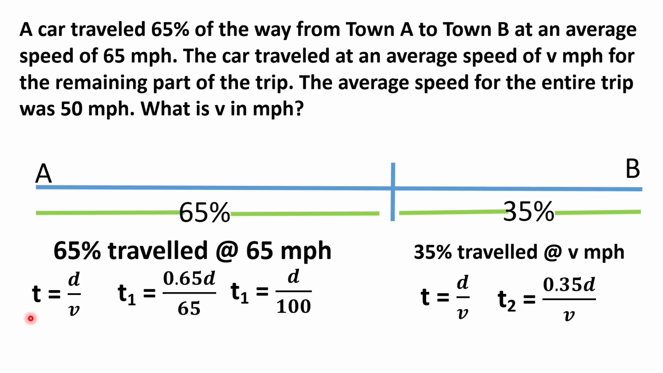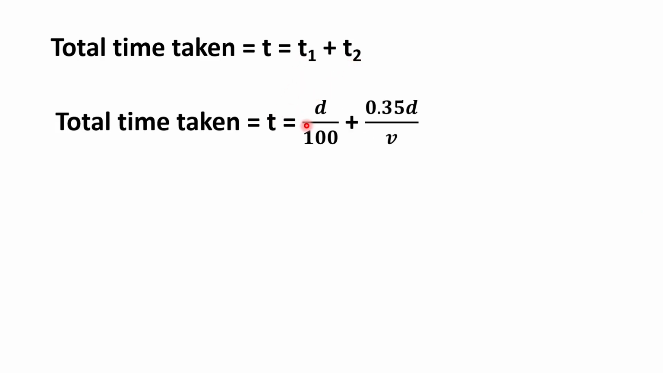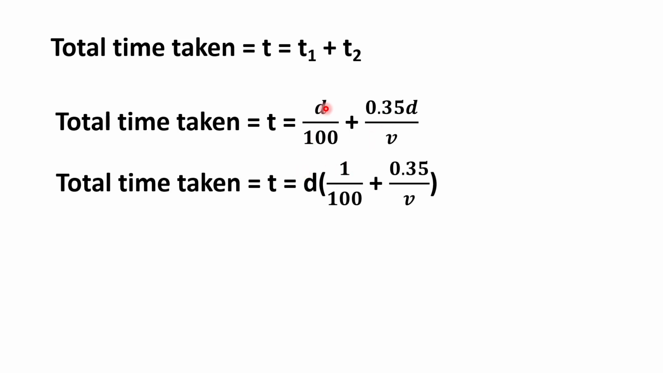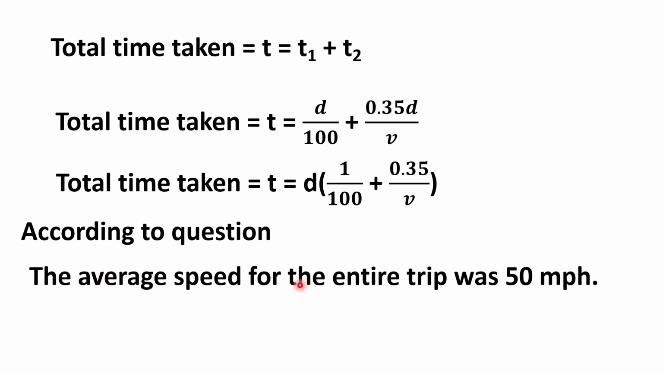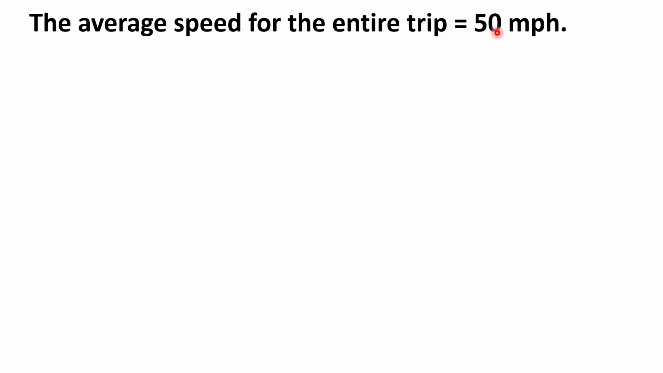Now we will calculate the total time. We will add these two values. So the total time taken, t, is equal to t1 plus t2. Let's put in the values which we have found. So d divided by 100 plus 0.35 d divided by v, and then we will take d common. After taking d common, this becomes d times 1 divided by 100 plus 0.35 divided by v, and now we have this value of t. Now according to the question, the average speed for the entire trip was 50 miles per hour. This is given in the question.